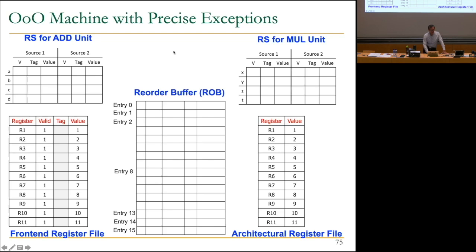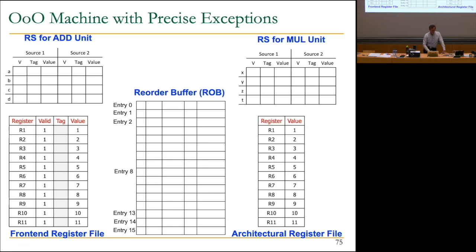Okay, so this is really the out-of-order machine with precise exceptions. You need to have reservation stations for scheduling. You need to have a front-end register file for renaming. You need to have a reorder buffer to update the architectural register state in program order. And you need to have an architectural register file to keep the architectural register values.